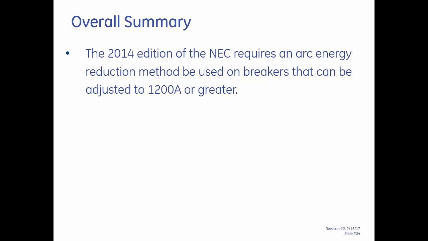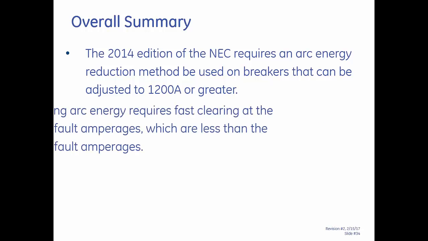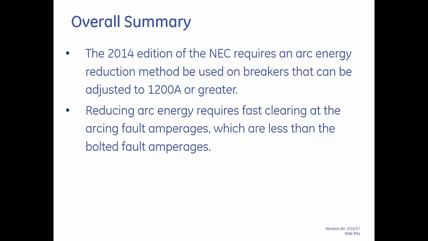The 2014 edition of the NEC does require the arc energy reduction method to be used on 1200 amps or greater. Again, there were 5 listed in the 2014 version of the code. Some of you know there's 7 listed in the 2017 version of the code. But it all applies to breakers 1200 amps or greater, and we focused on 2 of the methods, maintenance switching and zone selective interlocking. Reducing arc energy requires a fast clearing time at the arcing fault amperages, which hopefully you saw are less than the bolted fault amperages.